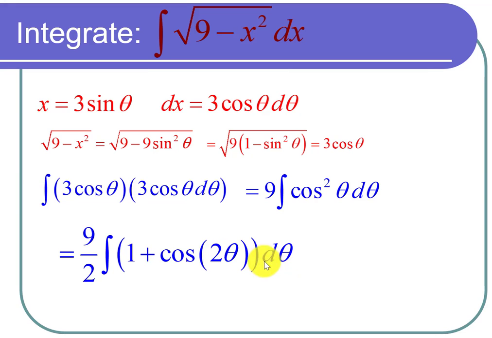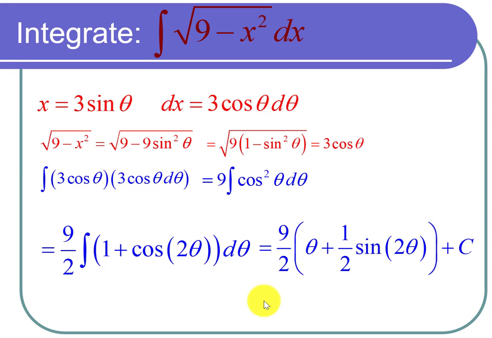Now this is an easy integral. The integral of 1 is just theta. For the integral of cosine of 2 theta, we use u substitution. If you let u equal 2 theta, then du equals 2 d theta, or d theta is 1/2 du. So we end up with 1/2 times the cosine of u du, and that's just 1/2 times the sine of u, or 1/2 times the sine of 2 theta, and then plus c.